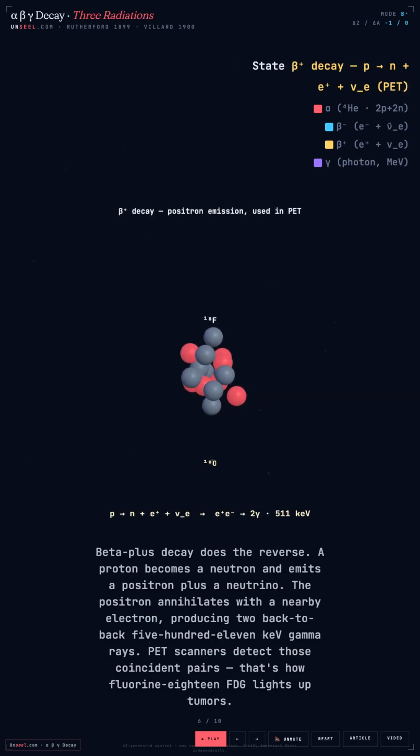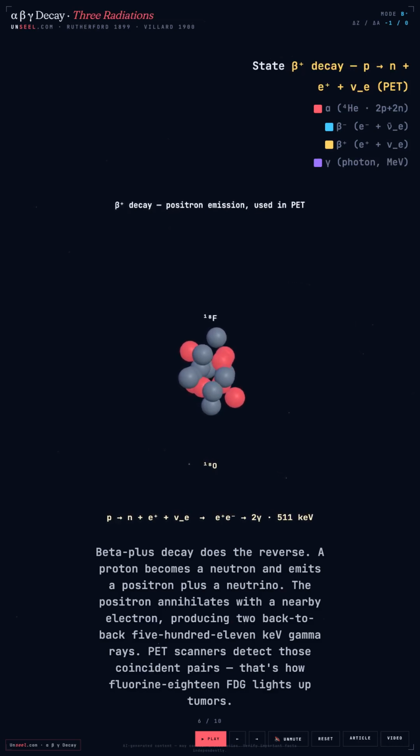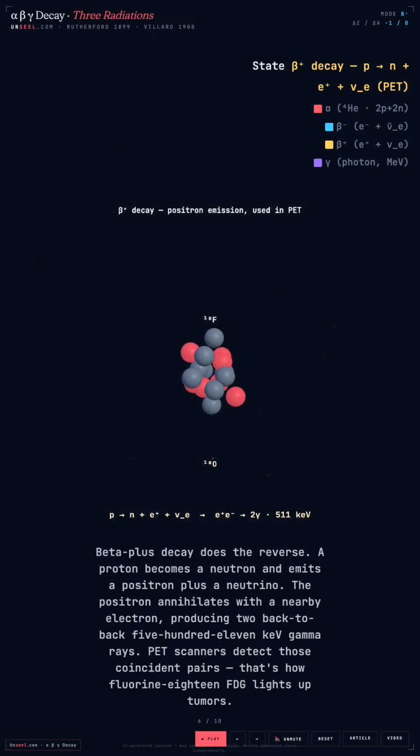Beta plus decay does the reverse. A proton becomes a neutron and emits a positron plus a neutrino. The positron annihilates with a nearby electron, producing 2 back-to-back 511 keV gamma rays. PET scanners detect those coincident pairs. That's how fluorine-18 FDG lights up tumors.